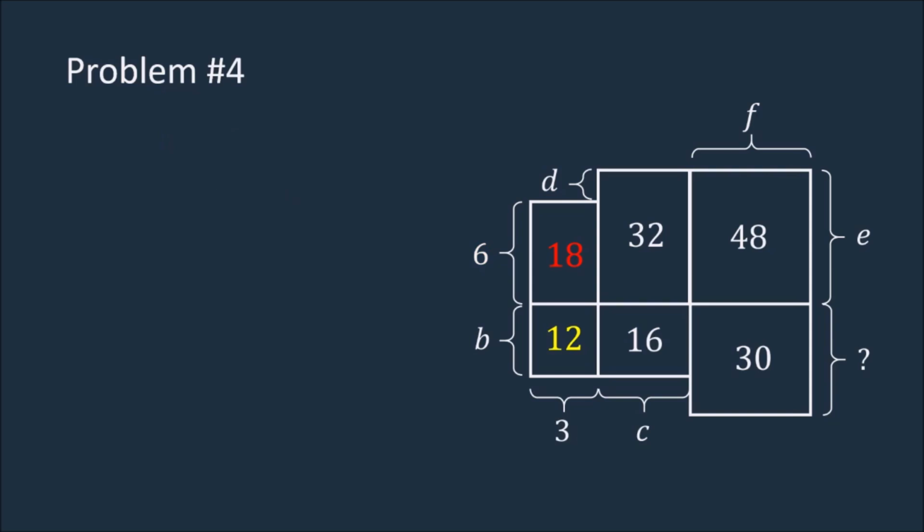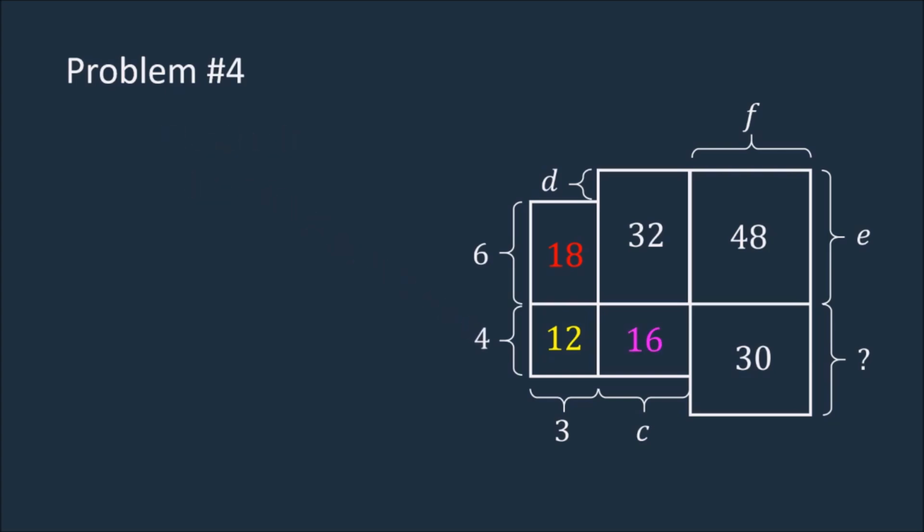And now let's consider the rectangle with area 12. We know the equation for this rectangle is going to be its base times its height. We know its base is 3 and its height is going to be B, so 12 equals 3 times B. Dividing by 3 on both sides, we get that B equals 4.